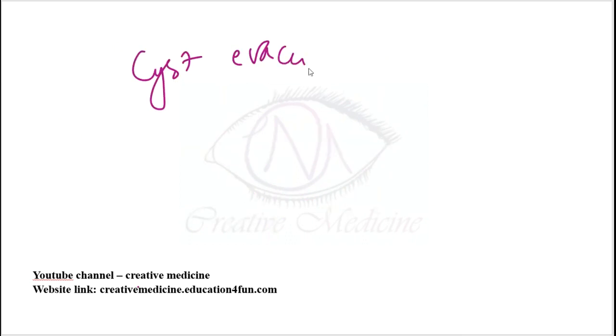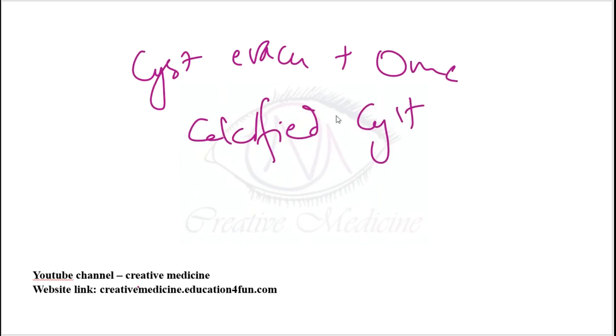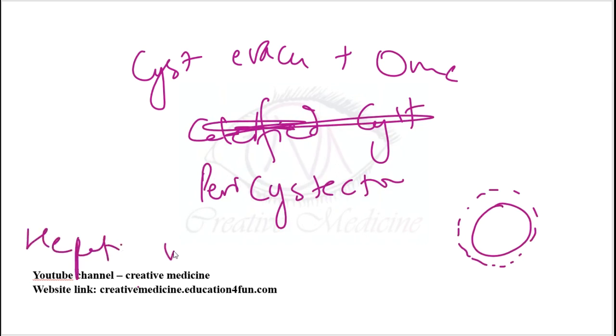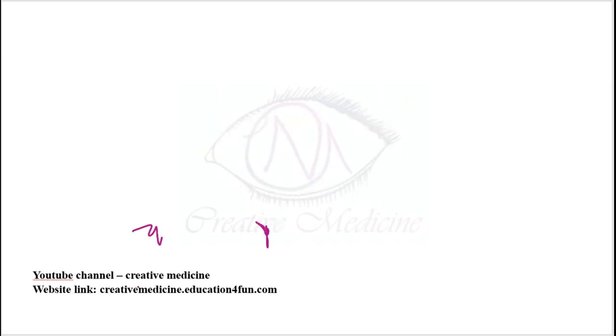Cyst evacuation with omentopexy can be done. You can also do pericystectomy, where you remove the cyst along with the outer pericyst. Then you can also do hepatic resection in the patient.